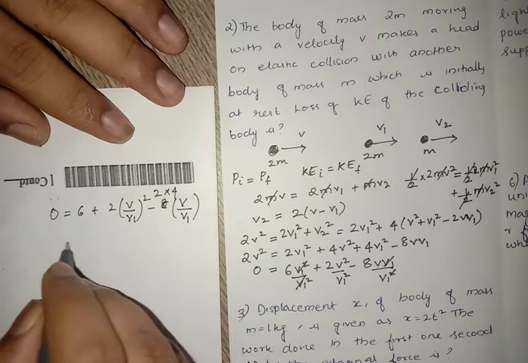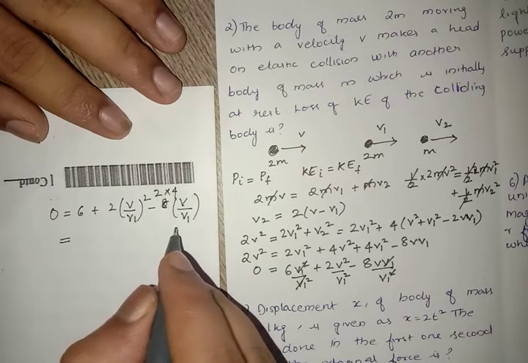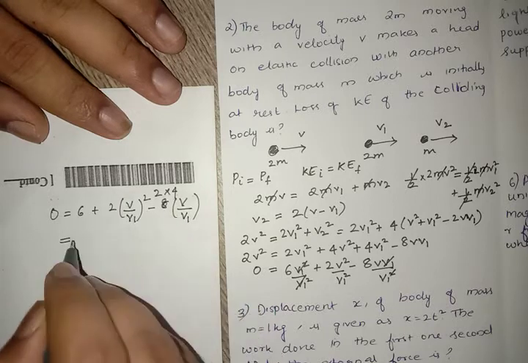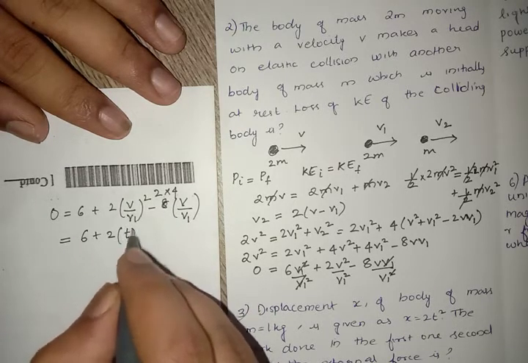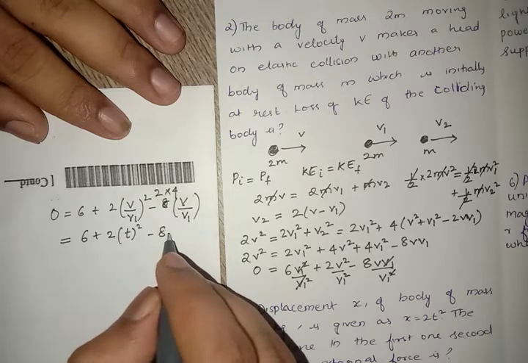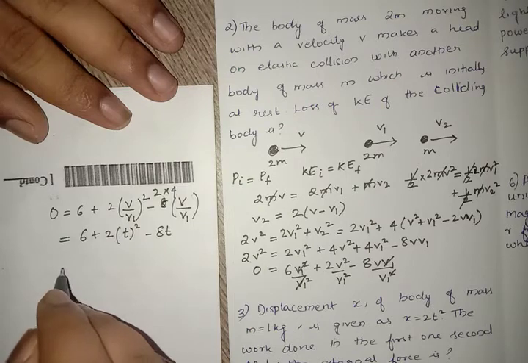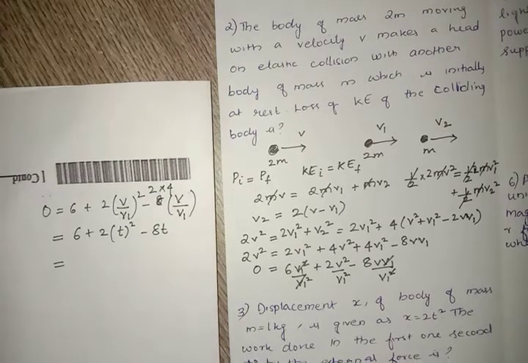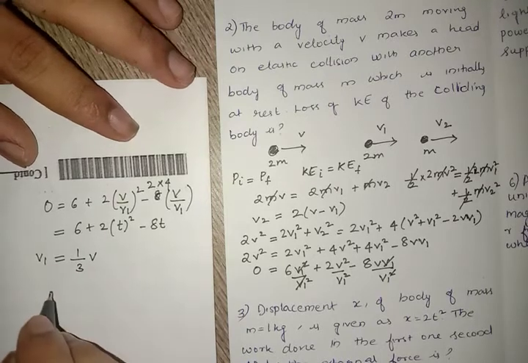Now let us consider v by v1 to be t. So we get 6 plus 2 into t squared minus 8t. Now if we solve this, we get v1 is equal to 1 by 3 v.